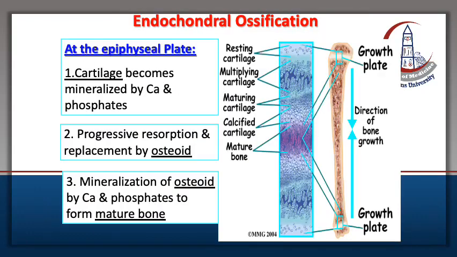To understand the defect, we should first know the normal arrangement of cells in the epiphyseal plate, which is a resting cartilage that's stimulated by growth hormone to form a multiplying cartilage, then a maturing cartilage, calcification will happen, and finally conversion into bone. This will increase the length of the long bones.